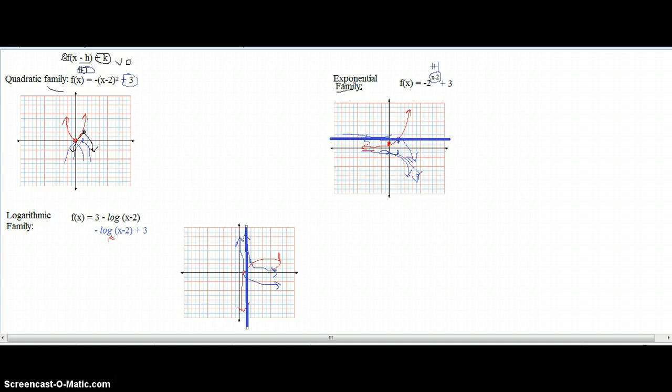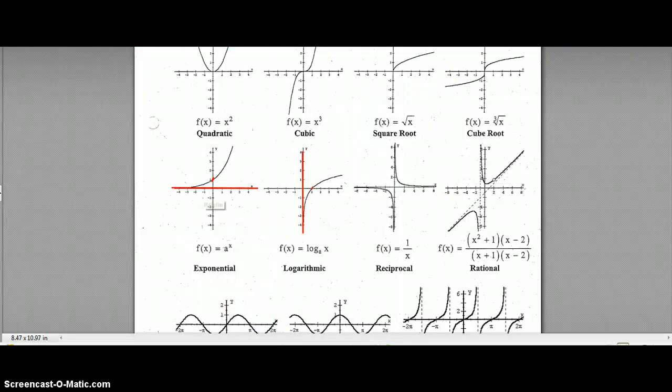So anyway, I hope that helps give you an idea of transformations. If you can compare it to what you already know about quadratic, then the exponential and log family really is no different, other than you need to memorize what the parent functions look like here and here.